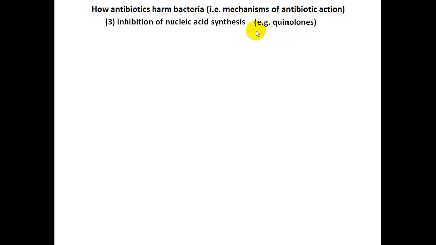Similar to protein synthesis, you might be looking at this and thinking, well, wait a second. How can this be selectively toxic? Right? How come taking a drug that inhibits nucleic acid synthesis does not harm our cells? Because our cells also need to replicate and make nucleic acids. Well, the key is the differences in the way that those nucleic acids are made.